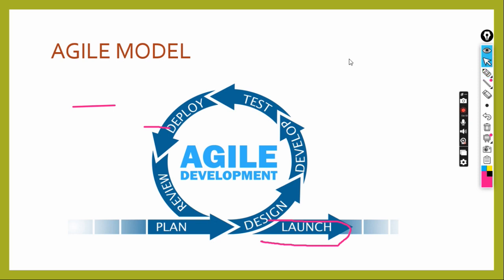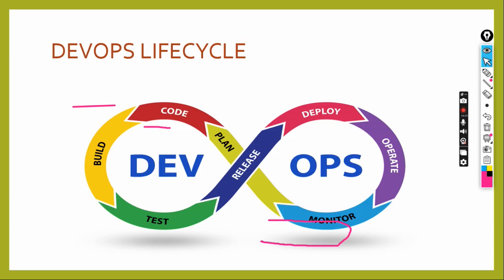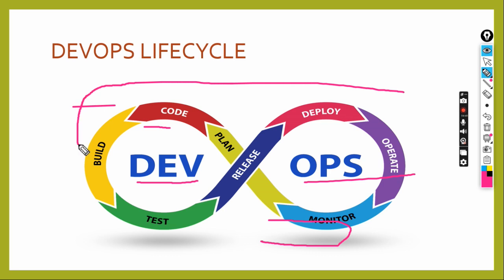Now we will see what DevOps is. The term DevOps is a combination of two words, namely development and operations. DevOps is a practice which allows a single team to manage the entire application development lifecycle.